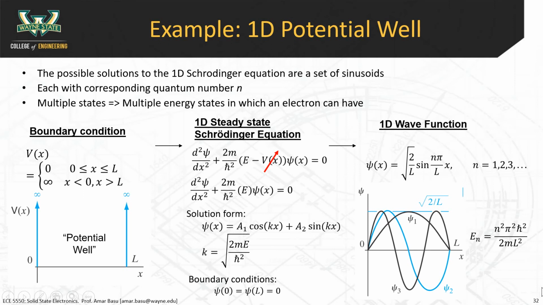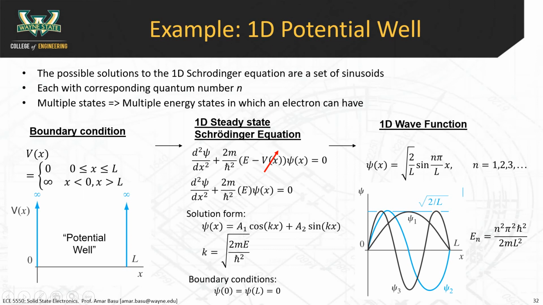And each of these functions corresponds to a certain energy state, a certain wave number. Each wave number has a certain energy state associated with it. And the energy state of each wave number is given by this equation. How did we find this?